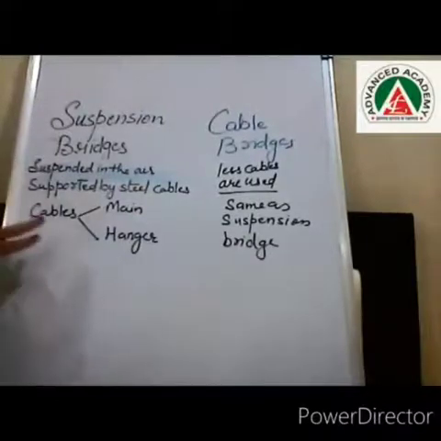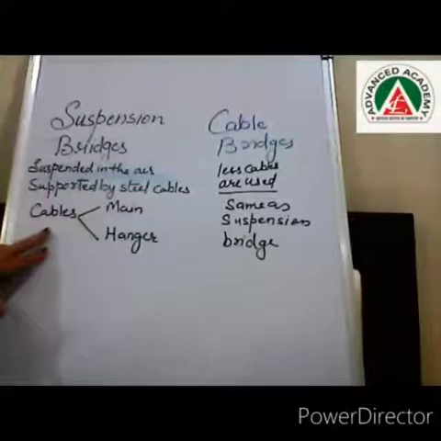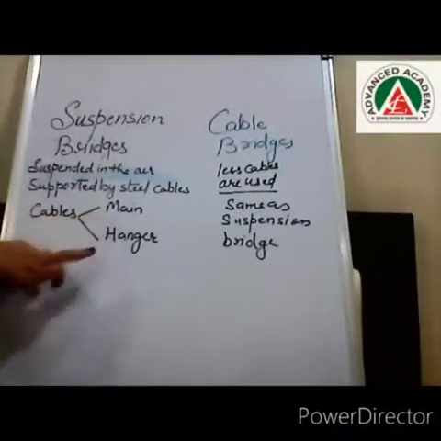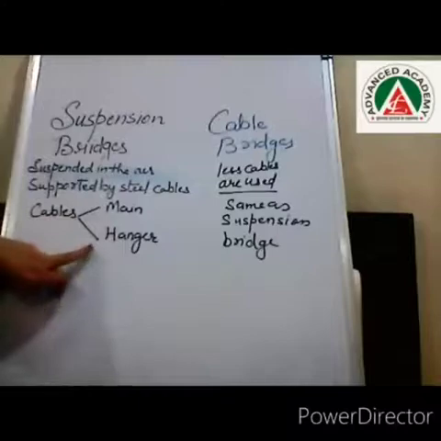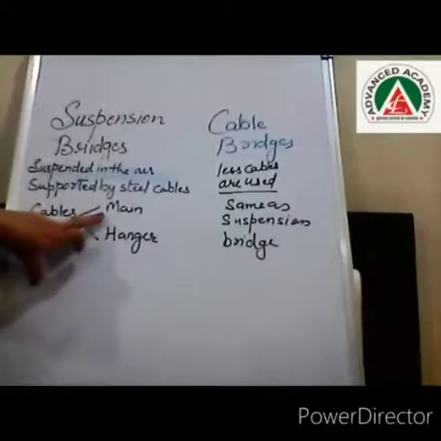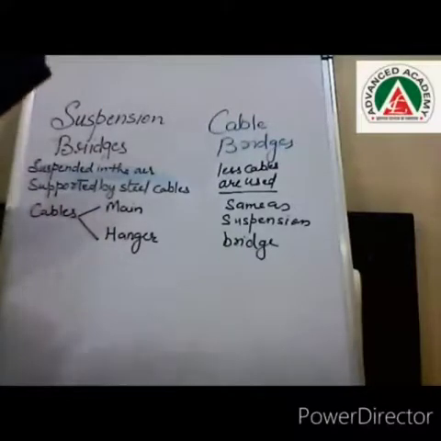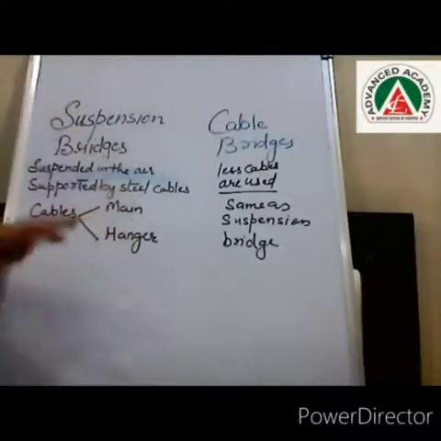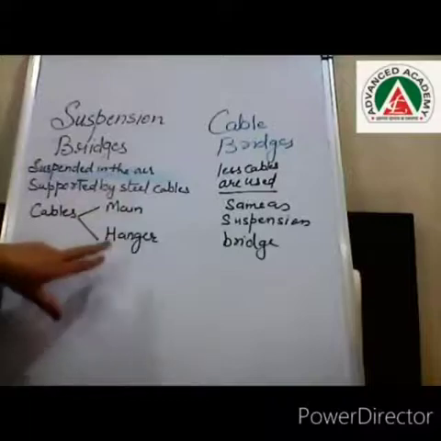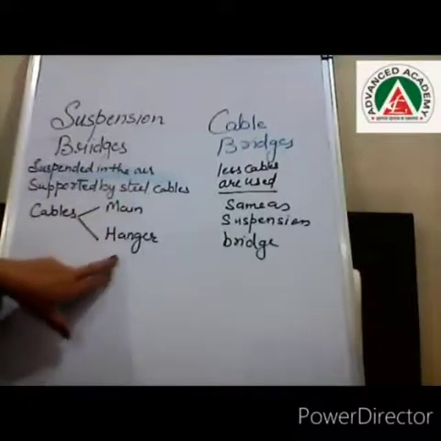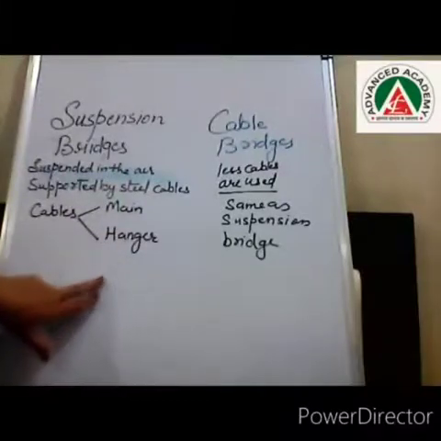Now here, two types of cables are used in building these bridges. One is the main cable, another one is the hanger cable. What is the use of the main cable? Main cables are hung from the towers and take the main load, while hanger cables join the main cables to the roadway of the bridge.